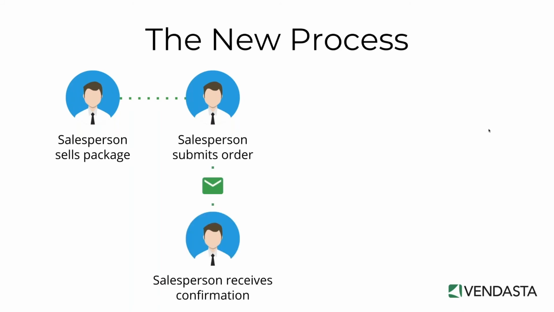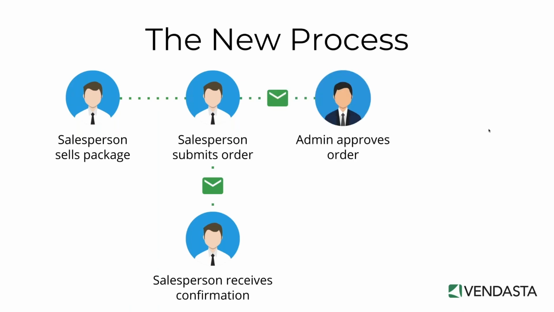Now, as soon as they submit that order, the salesperson gets an automated confirmation email that their order was submitted successfully. So they at least know that their order was communicated to the admins. Now, the admin also receives an automated email alert and is able to review that order then. The email alert takes them right into the order where they can see all of the details that the salesperson provided.